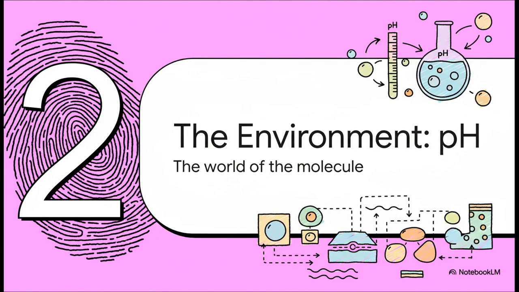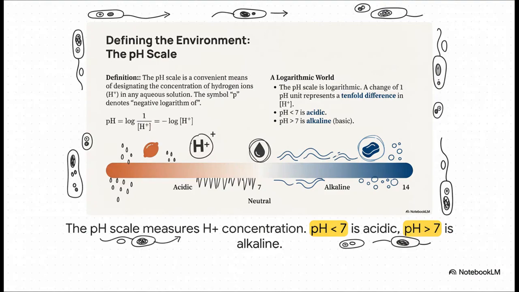Okay, so we've got our molecule's fingerprint. It's pKa. But a character doesn't just exist in a vacuum. Now we need to understand the world it actually lives in, the environment that's going to shape its every move. And that world is defined by pH. The pH scale is really just telling us how many hydrogen ions are floating around in a solution. But you have to remember, just like pKa, it's a logarithmic scale. A change of just one pH unit, say from 7 down to 6, means that environment is now 10 times more acidic. These small numbers represent absolutely massive changes.